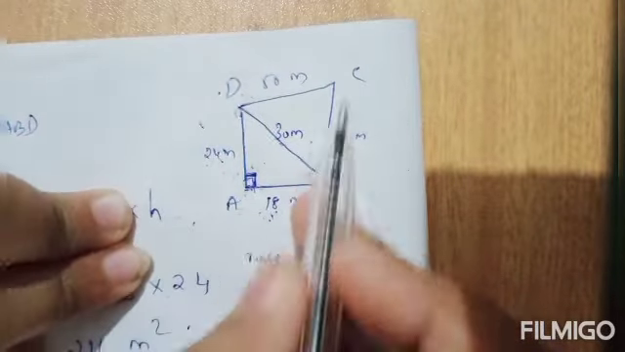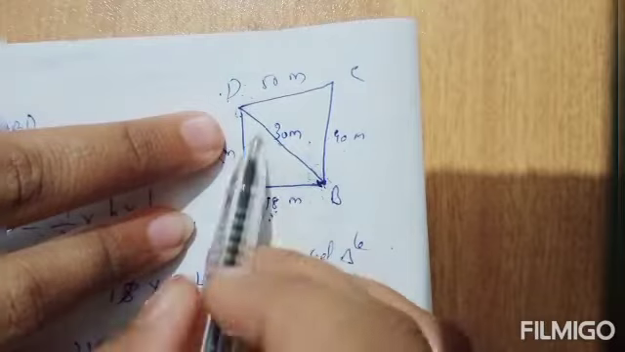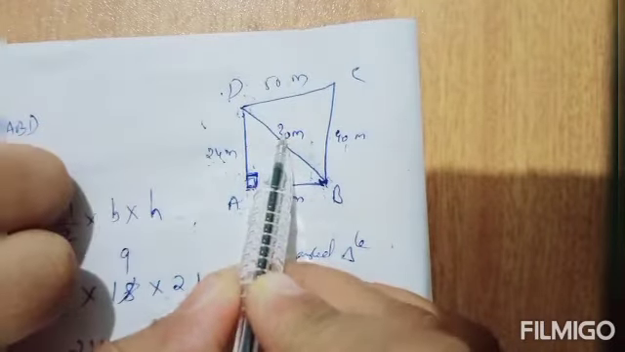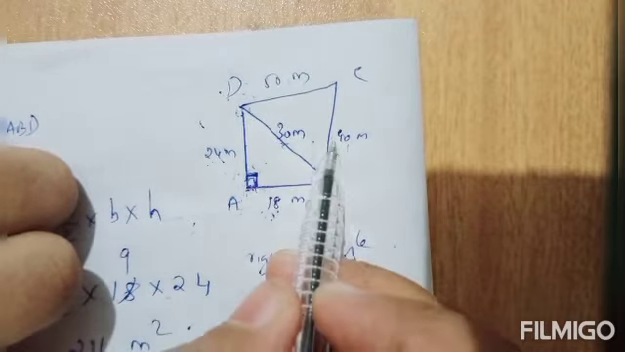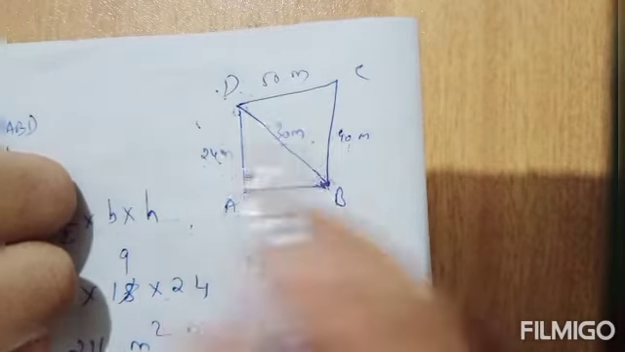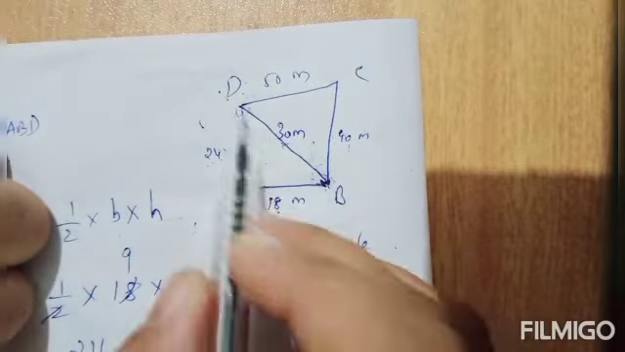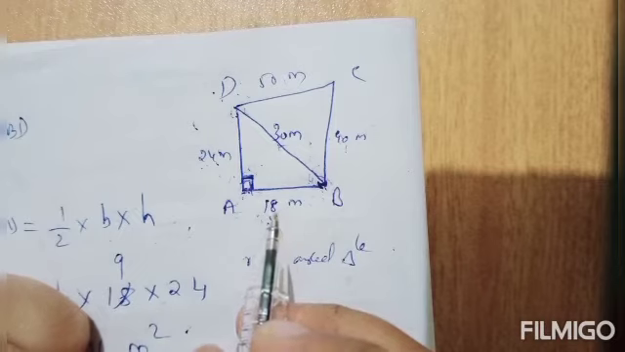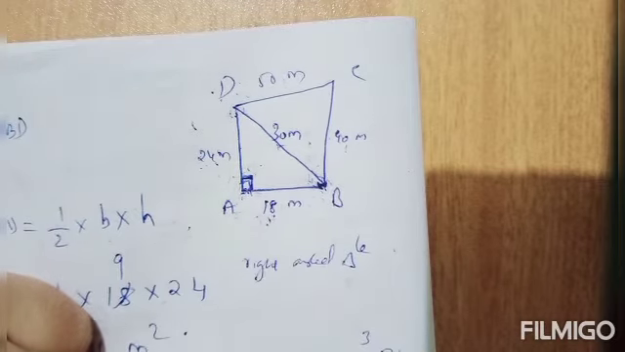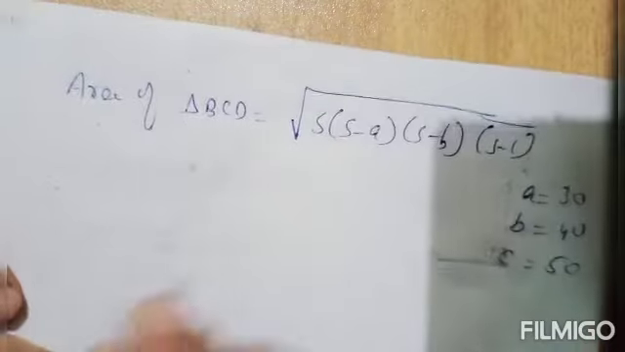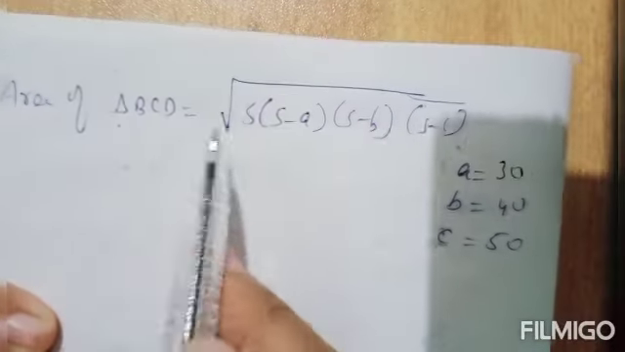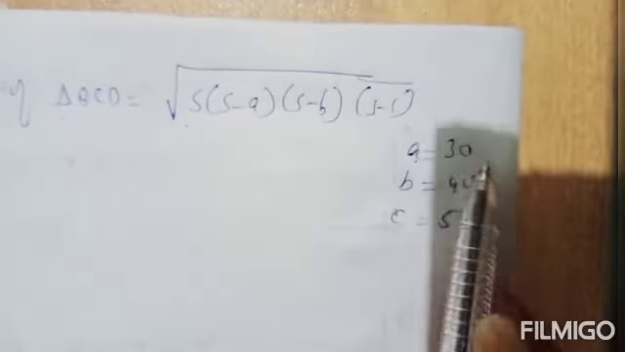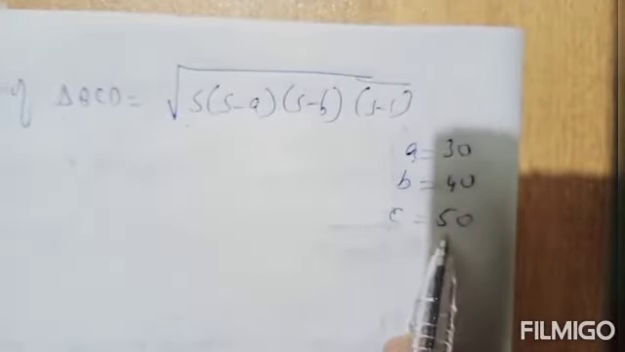Now you can find the area of triangle BDC. Three sides are known here. We know, okay, BD 30 meter, BC 40 meter, DC 50 meter. Now you can find the area of triangle BCD by using the formula root of S into S minus A into S minus B into S minus C. Okay. So here area of triangle BCD equal to root of S into S minus A into S minus B into S minus C, where A equal to 30, B equal to 40 and C equal to 50.